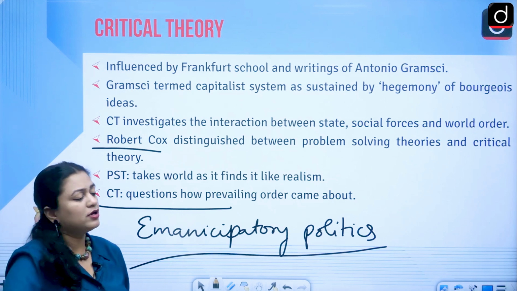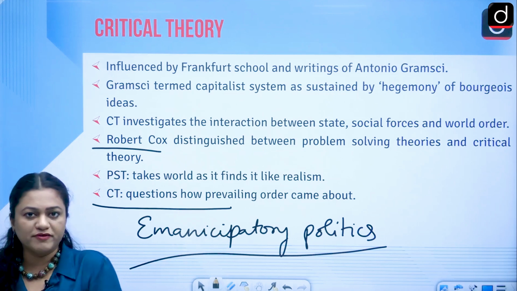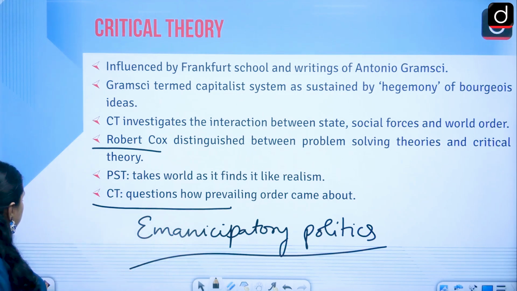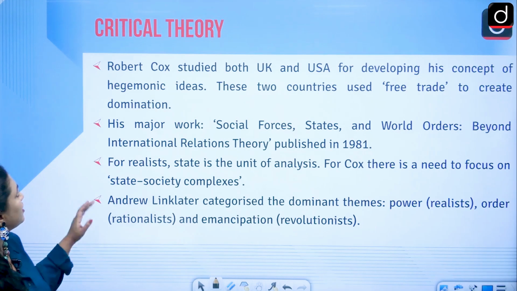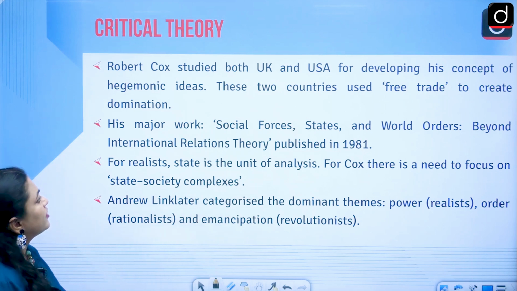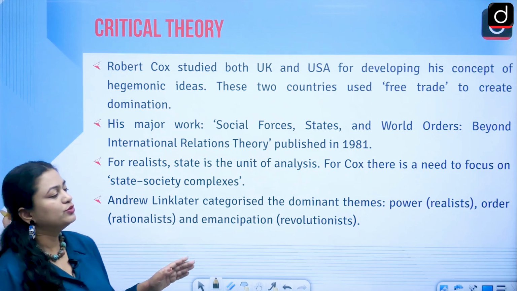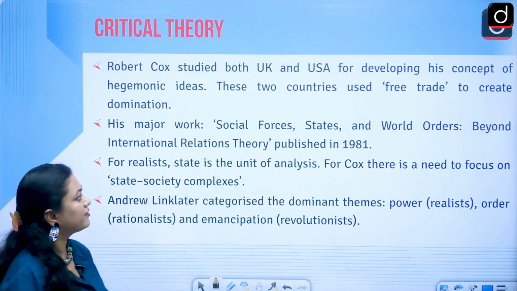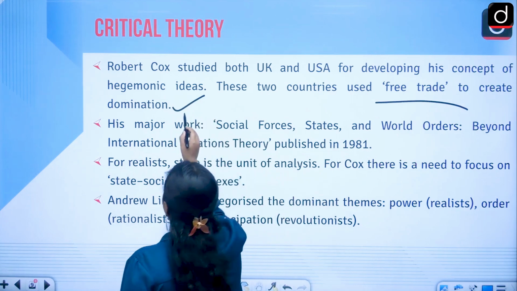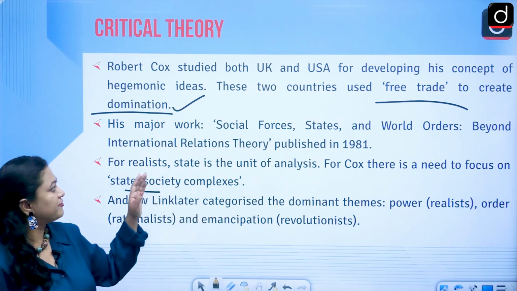Okay, so critical theory, unlike realism and neo-realism, which are problem-solving theories, also asks about the social construction of knowledge. Robert Cox studied both the UK and the USA for developing his concept of hegemonic ideas. These two countries used free trade to create domination in world politics. Robert Cox has written a very famous work.